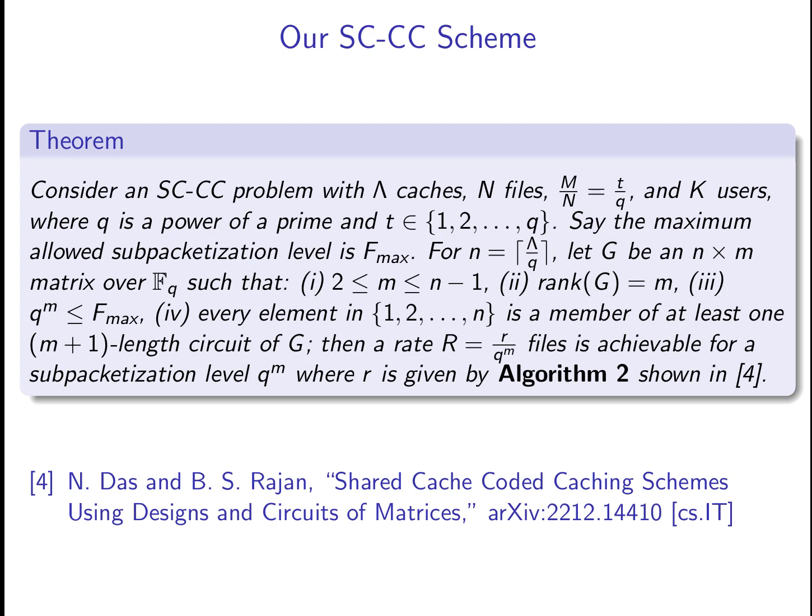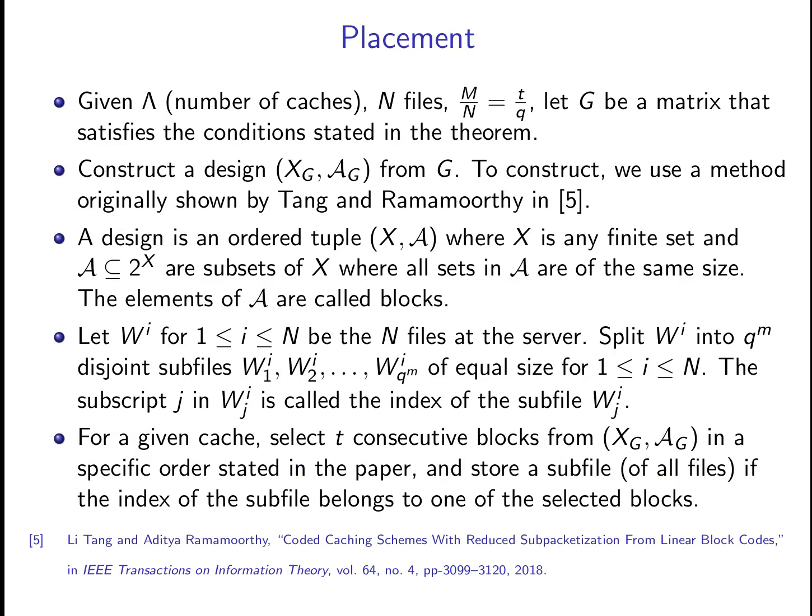If all these things are satisfied, then for this problem a rate capital R equal to small r by q to the power m files is achievable for a subpacketization level of q to the power m. Now R is given by Algorithm 2 shown in the full version of the paper. Algorithm 2 is quite big, and to go to Algorithm 2 one has to define several other quantities. So we have not shown it in this presentation, but we will give some overview. Now the placement.